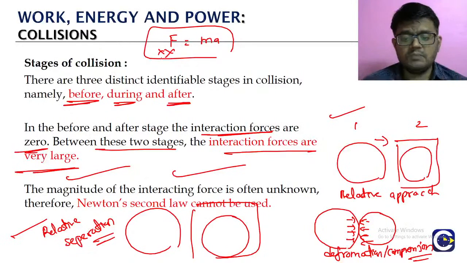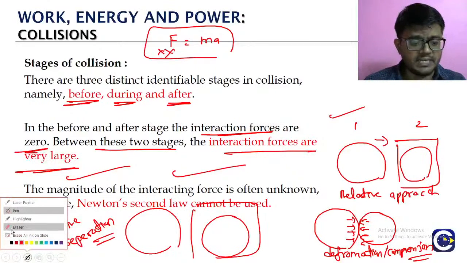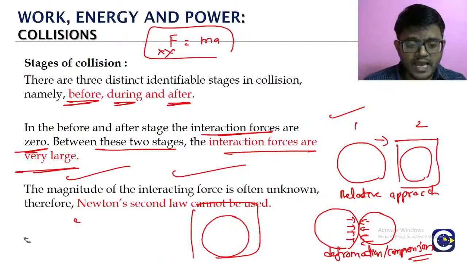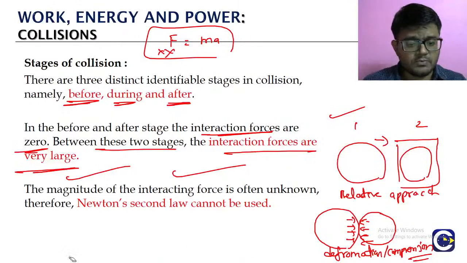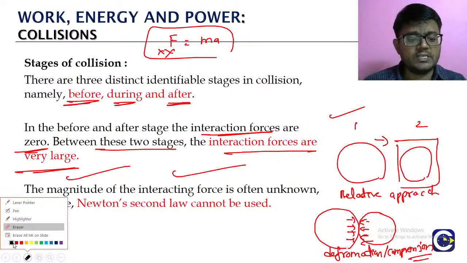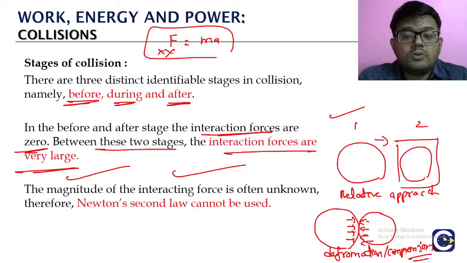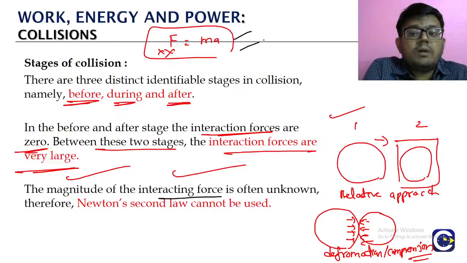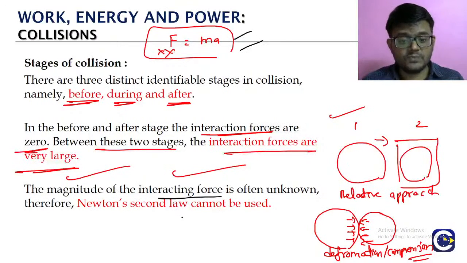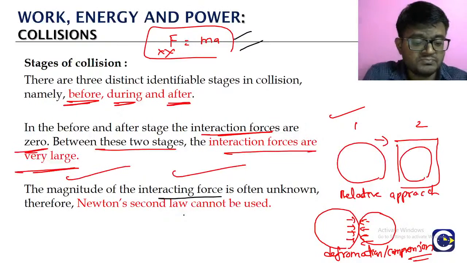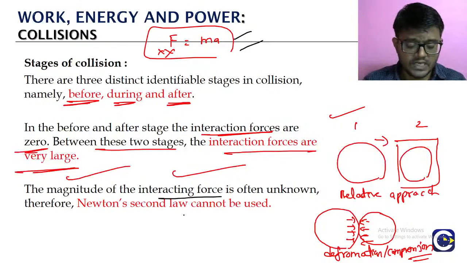Okay? So this is an important theory bit. The magnitude of the interacting force during the collision time cannot be found out, because the collision time is a very small time interval. So we will not be able to find out the exact value of this interacting force. If we cannot find that value, we will not be able to apply Newton's second law. Okay? So this is about the idea of stages of collision.